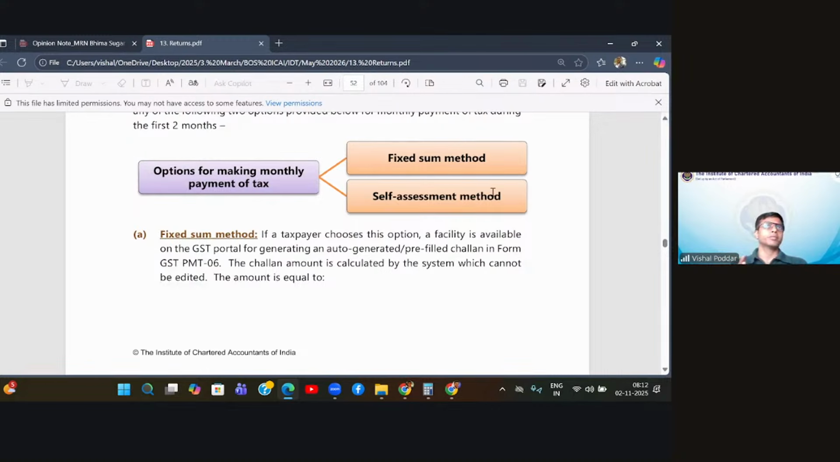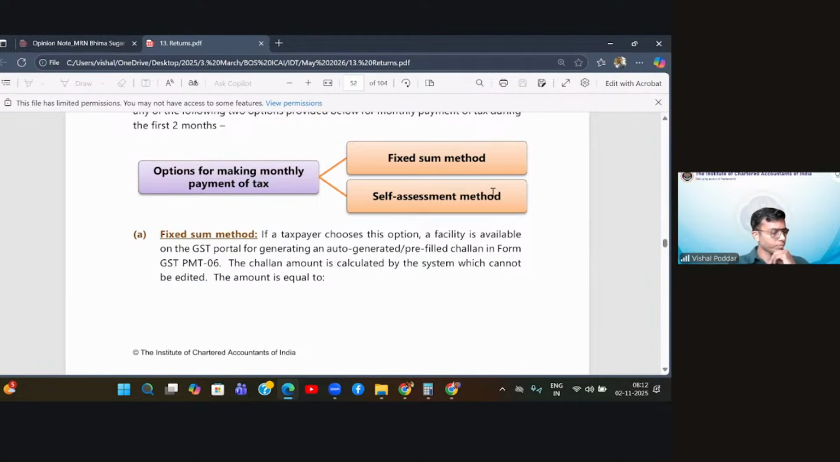Under the self-assessment method, they are relying on your internal calculations. You make your internal calculations and whatever the figure is, you keep on paying. In the fixed sum method, they have given a mechanism whereby, depending upon the past period's tax liability, they will determine how much you have to pay in month one and month two. Let us understand. Please read.